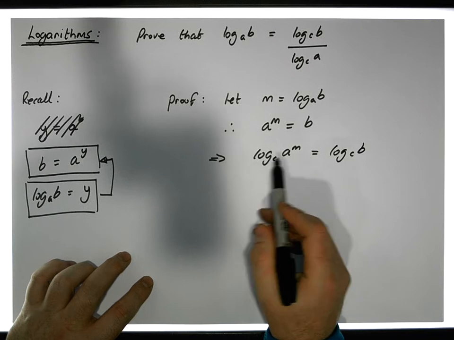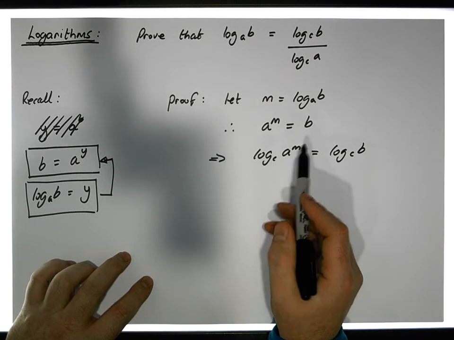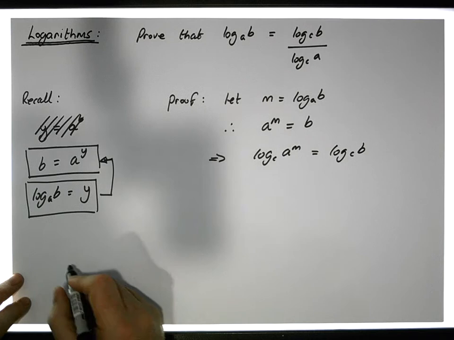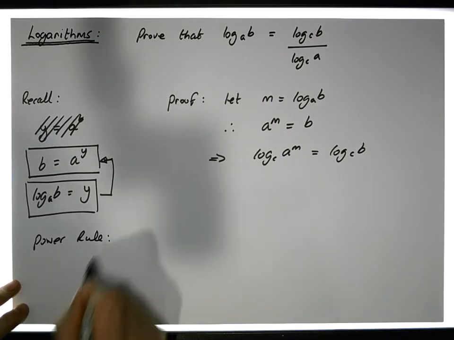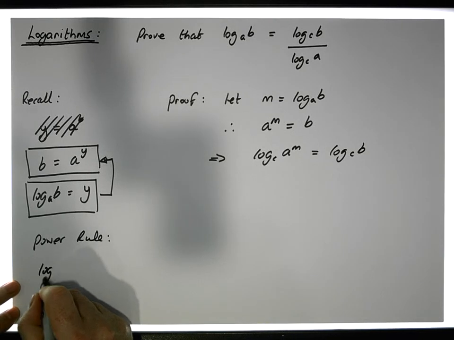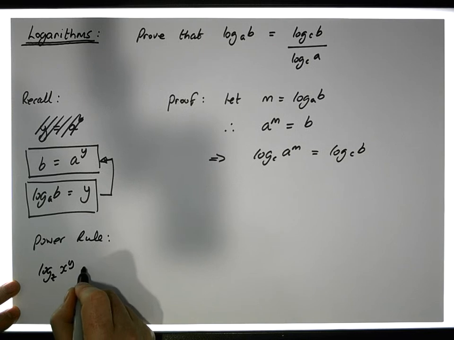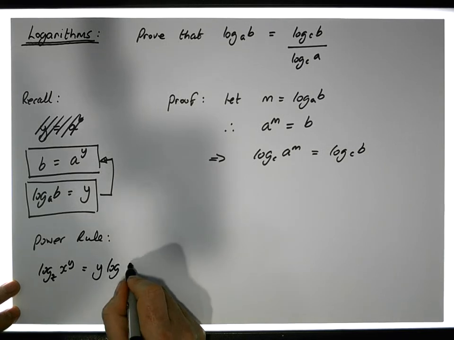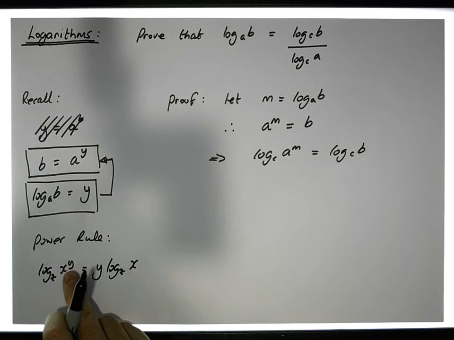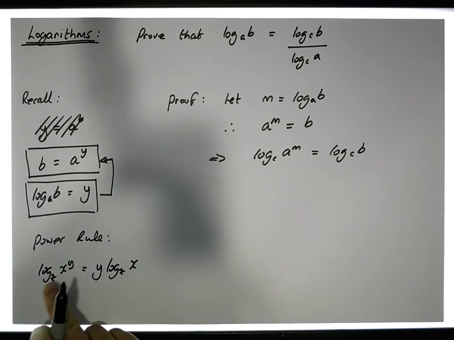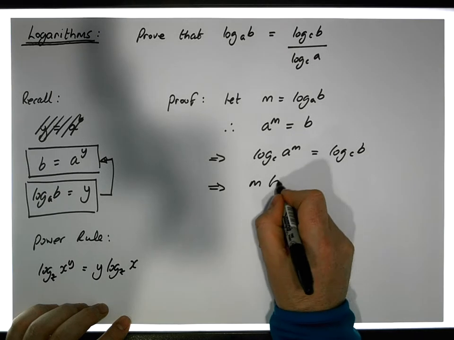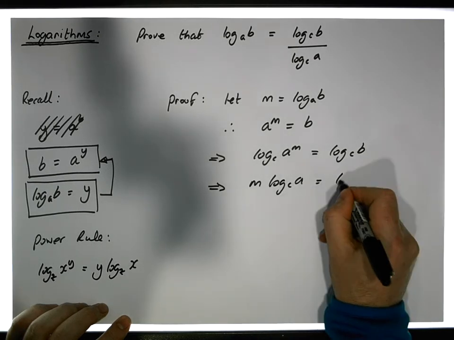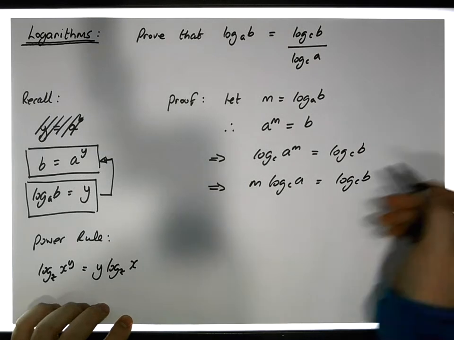Now we have a particular rule, the power rule, when it comes to logarithms. What the power rule says is that the log of x to the y, to some base z, is the same as y times the log of x to the base z. In other words, we can break the exponent away from the number. So this implies that m times log of a to the base c is equal to log of b to the base c.